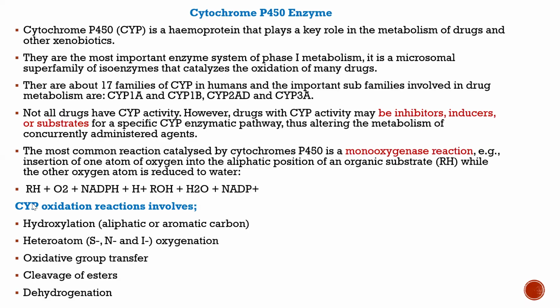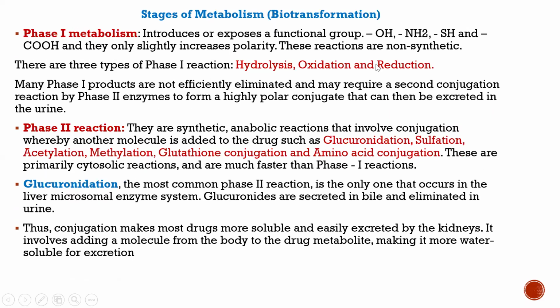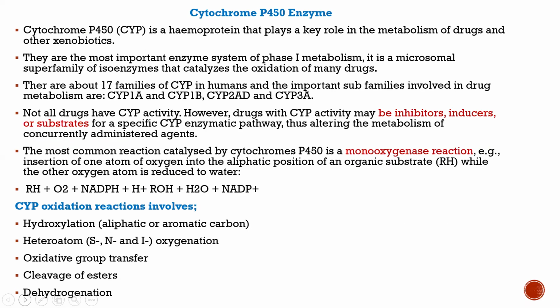Note that we explained that there are three different reactions in phase one. We have hydrolysis, oxidation, and reduction, as you can see on this slide. So cytochrome P450 is the most important enzyme system of phase one metabolism, involved in oxidation of many drugs. There are about 17 families of cytochrome P450 in humans. The important families involved in drug metabolism are CYP1A, CYP1B, CYP2, and CYP3A. So these are the major ones that are involved in drug metabolism.